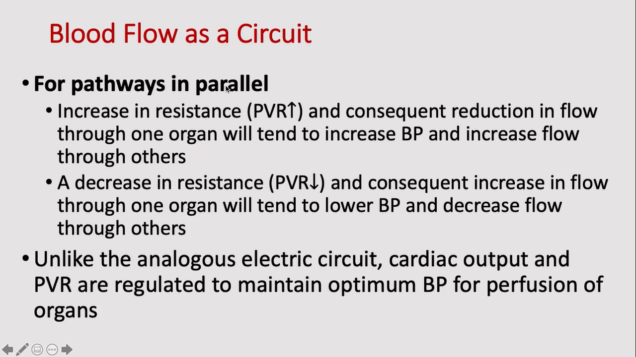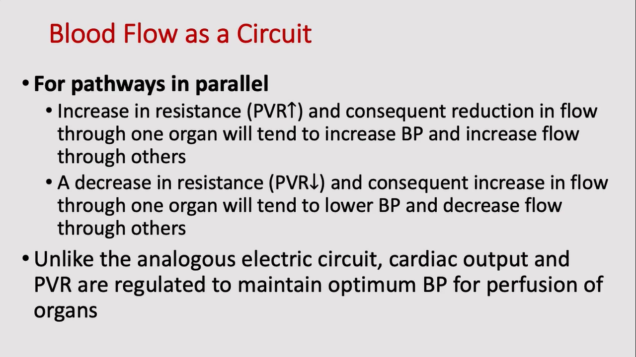So for pathways in parallel, that's where the brain, kidney, and heart come into play. An increase in resistance, or the peripheral vascular resistance, will result in a consequent reduction in flow through one organ, and can tend to increase the blood pressure and increase flow in others. So let's say you have a heart, brain, and kidney. If you cut off blood flow to the kidney, or to the brain, it'll increase blood flow through all of the other organs that didn't have that vasoconstriction.